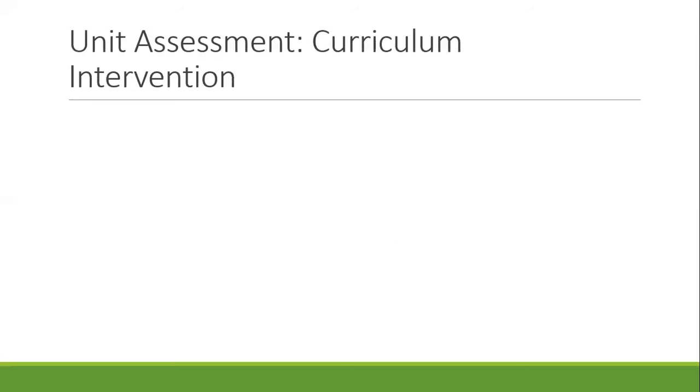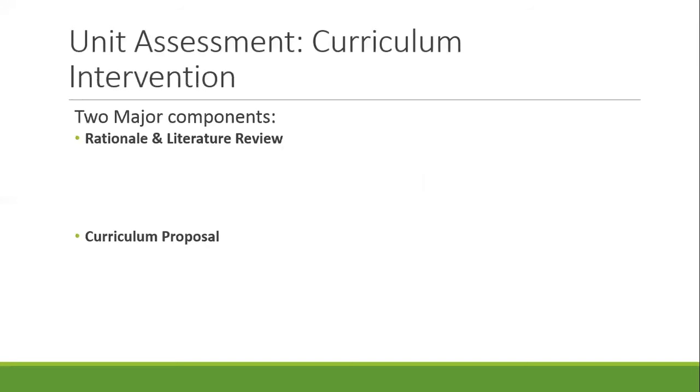So in terms of what our unit assessment looks like this time around, there are two major components to your final project, your curriculum intervention. The first of those is a rationale and literature review, and then the second is a curricular proposal. And I'll run through each of these in some depth, pausing for questions throughout. But again, don't hesitate to unmute yourself and jump in if you have any questions at all.